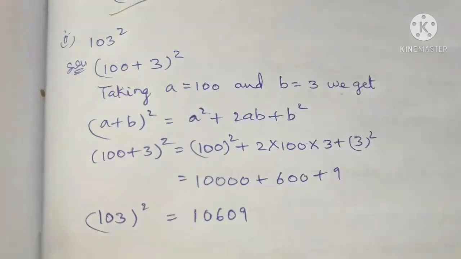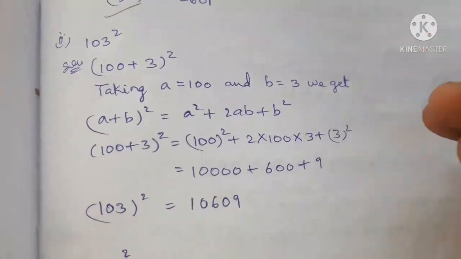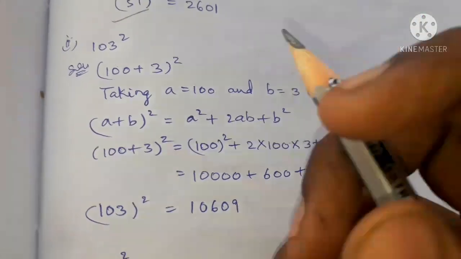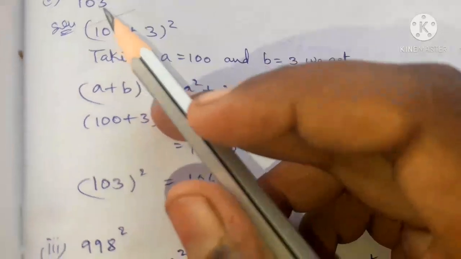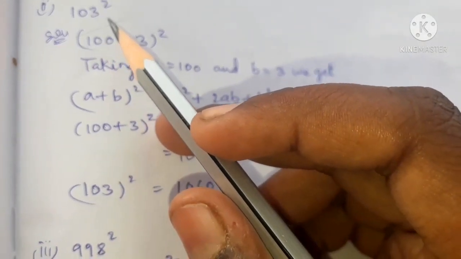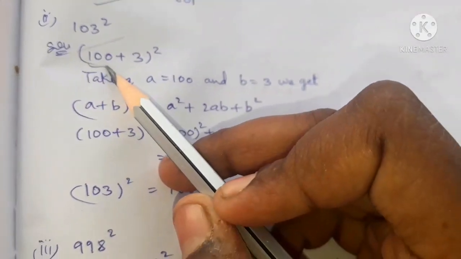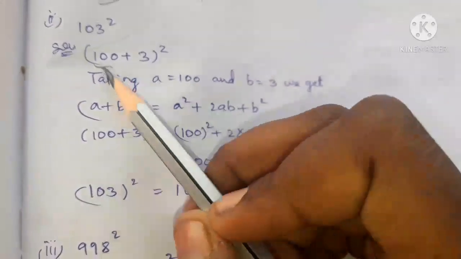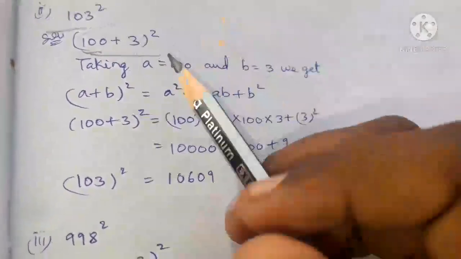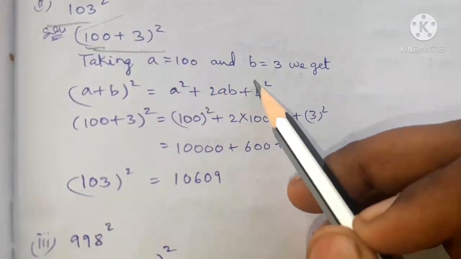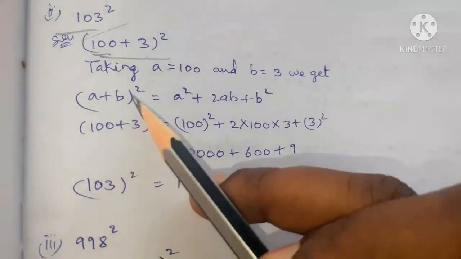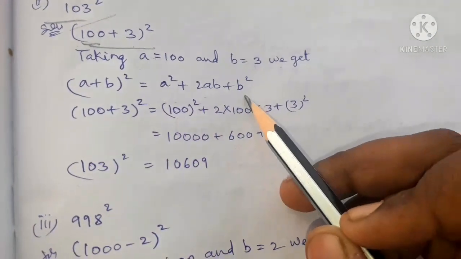Okay. Again the same question, but only the number is slightly changed. 103 whole square. So the nearest tens to 103 is 100. Okay, so (100 plus 3) whole square. So these two are equal. Then now we'll take a as 100 and b as 3. Then we'll get (a plus b) whole square equal to a square plus 2ab plus b square.